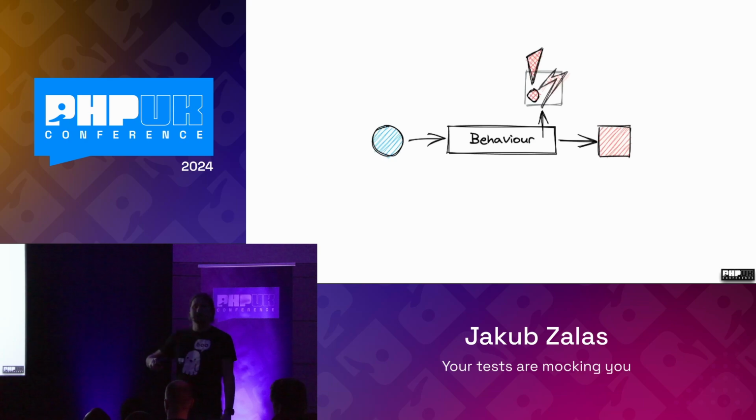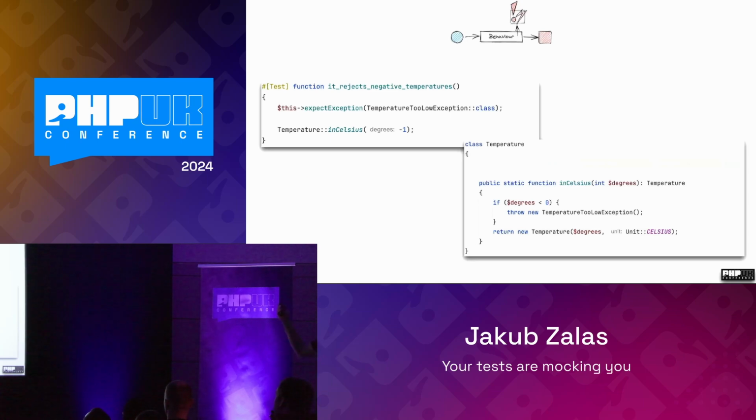Then we have exceptions. They can be treated as another form of output. PHPUnit offers you a nice way to test exceptions. We just state our expectation, we expect the exception to be thrown, and then invoke the function that is supposed to throw that exception. Nothing complicated.